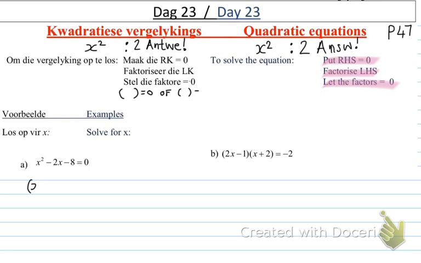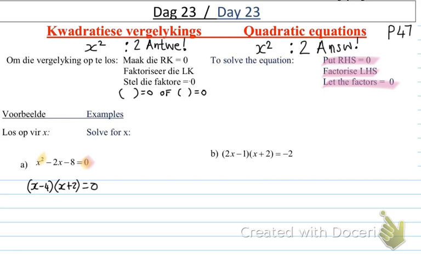The examples: solve for x. Number A, x squared minus 2x minus 8 is equal to 0. Okay, so the first step was to put everything on the left hand side and make the right hand side 0. So let's see. Already we see that we have 0 on the right hand side, so that step is already done. Then we have to factorize the left hand side, and we get x minus 4, x plus 2 is equal to 0.